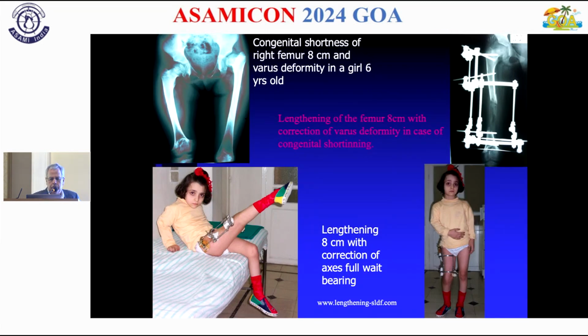Another case, congenital shortness of the right femur, 8 centimeters, varus deformity, a 6-year-old girl. We applied the fixator on the right femur. You can see during the treatment, full weight bearing.